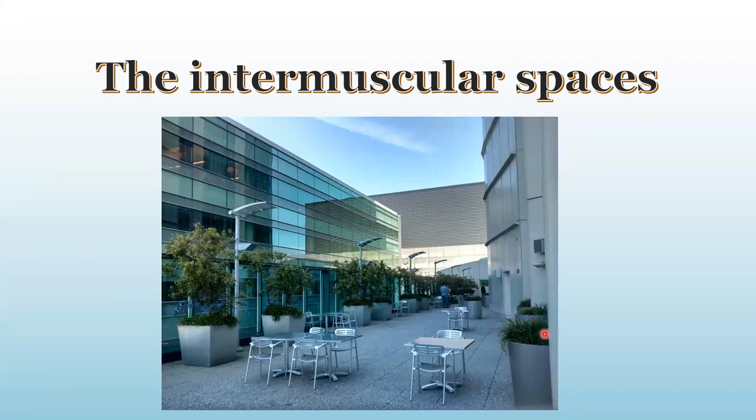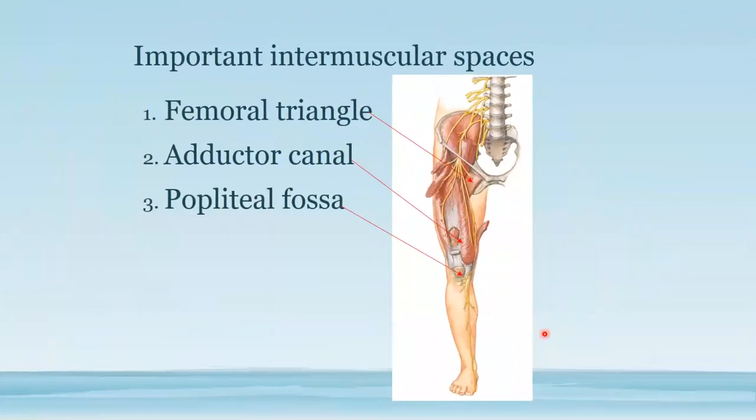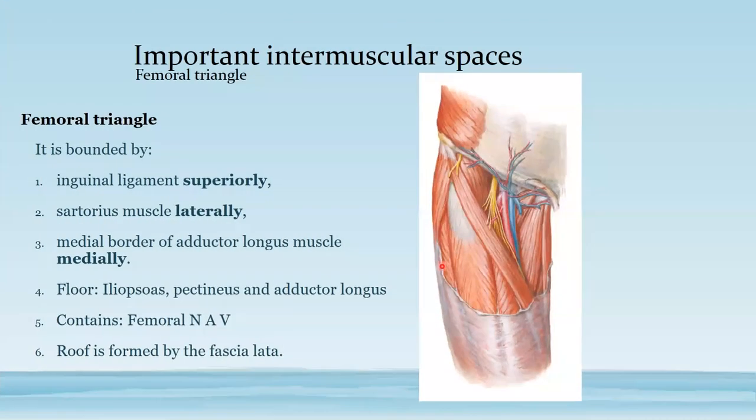What are the intermuscular spaces available in the lower limb? There are three intermuscular spaces that you have to know all of them: the femoral triangle, this region, the adductor canal, and the popliteal fossa behind the knee. This is the femoral triangle. Do you know where this is? This is your thigh, this is your abdomen, and this is the groin.